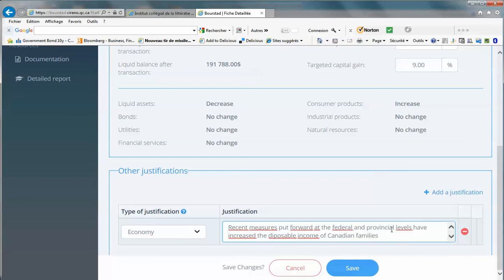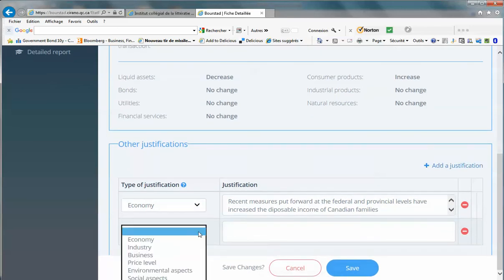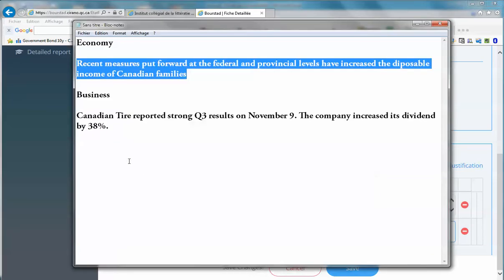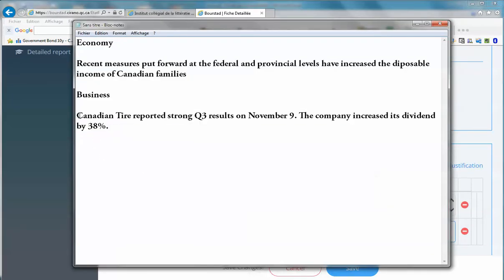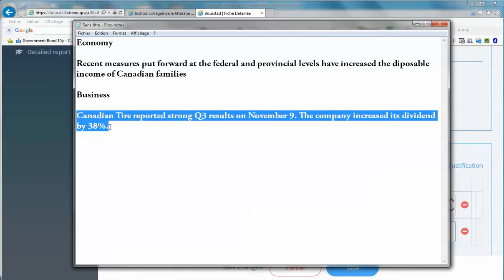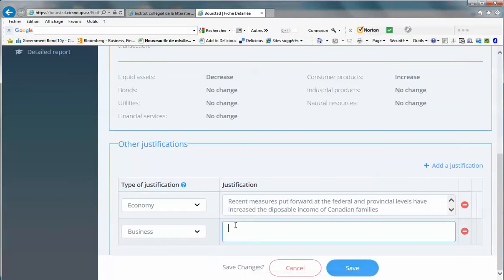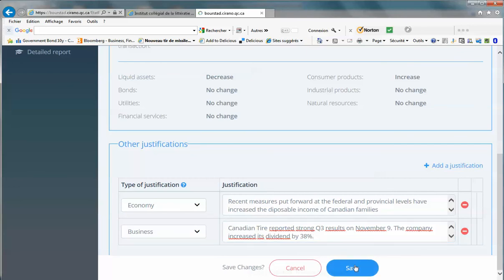Okay. Now I can add another justification. That second justification is related to the business itself, to what is happening at Canadian Tire. And we've seen that strong financial results, 38% increase in the dividend. That's quite something. And now I can save this information.